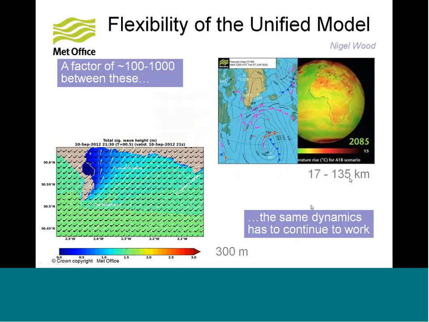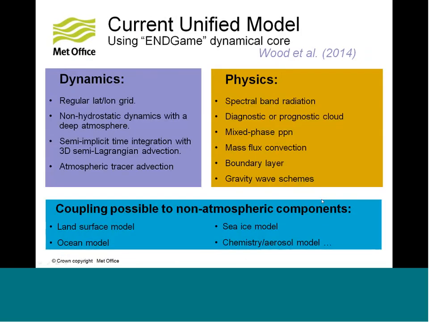And we have to have a dynamical core that will work across all of those scales, and ideally model parameterizations that work as well. So the current dynamical core is called ENDGame. This is still formulated on a regular latitude-longitude grid, and this is something that essentially comes from our unified framework. So at the point of putting the model together, this was seen as the best grid to use because it could be used for limited area models and for global models. It's a non-hydrostatic model with a deep atmosphere. It uses a semi-implicit, semi-Lagrangian formulation.